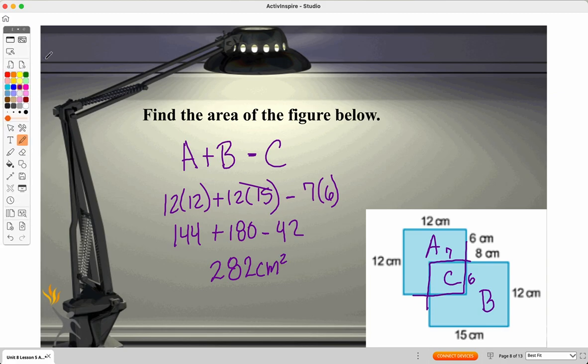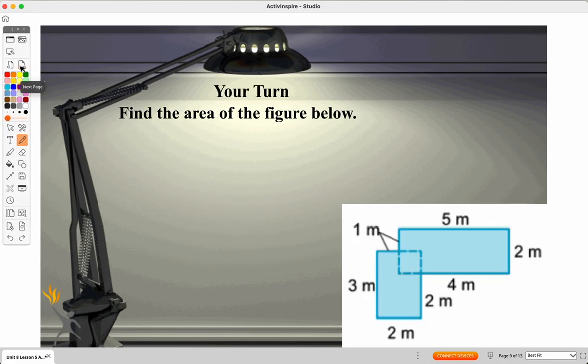Okay, it's your turn to try one of the subtractive area problems. Go ahead and take a look at this figure and figure out what the area of this shape is.